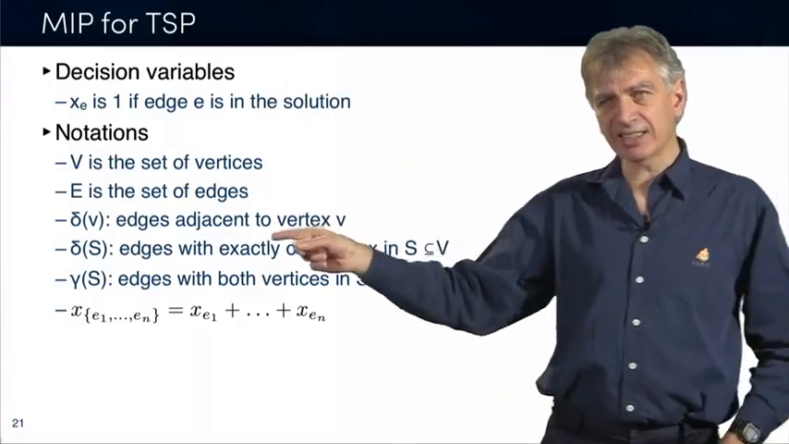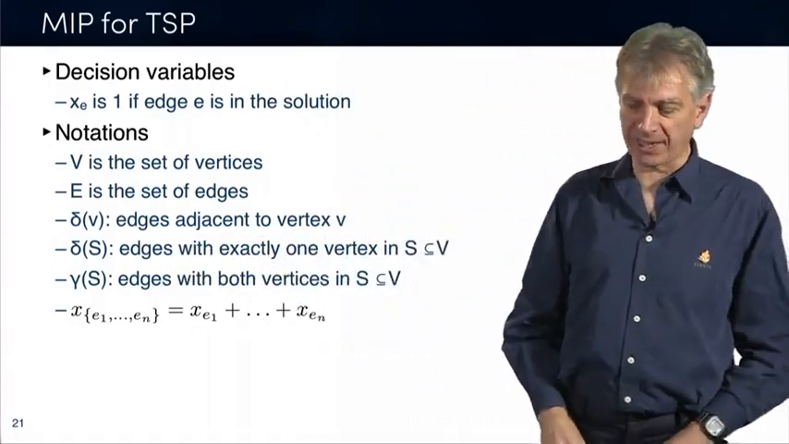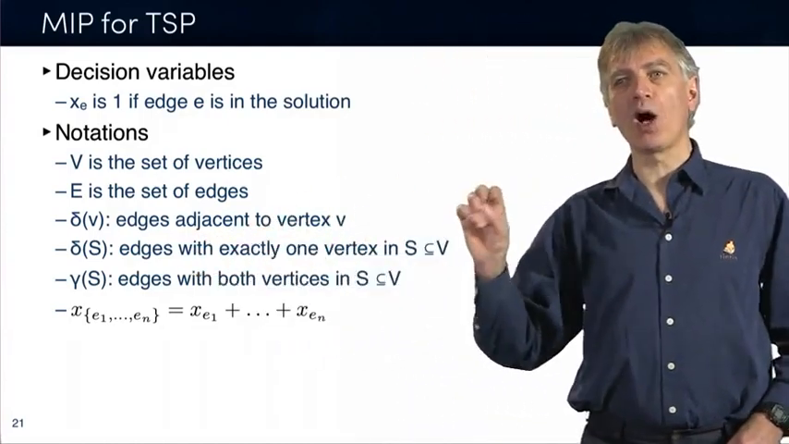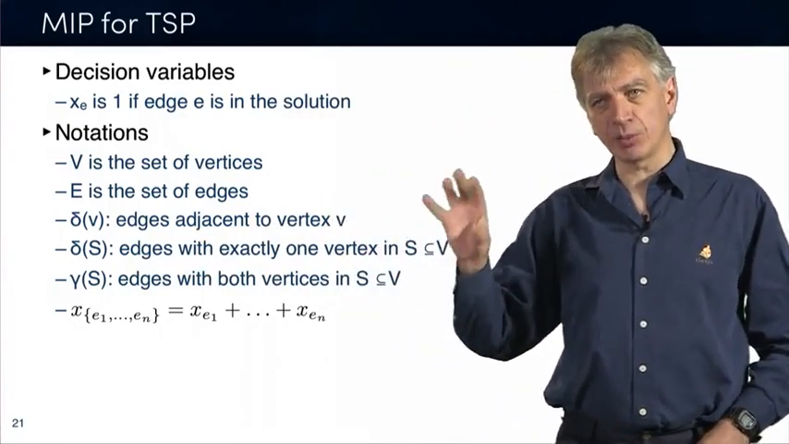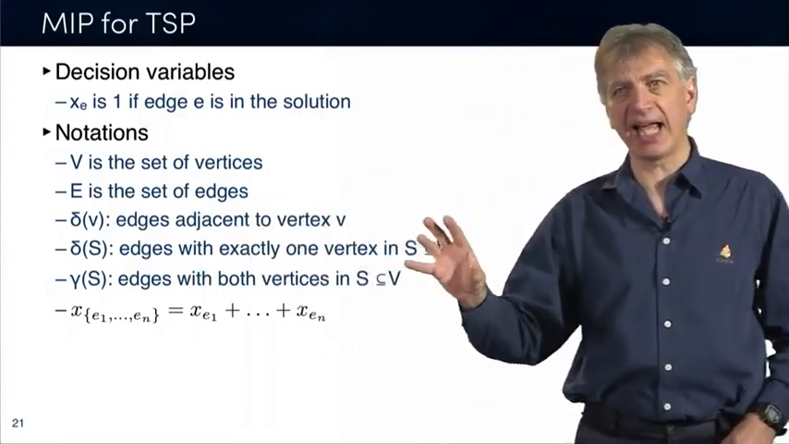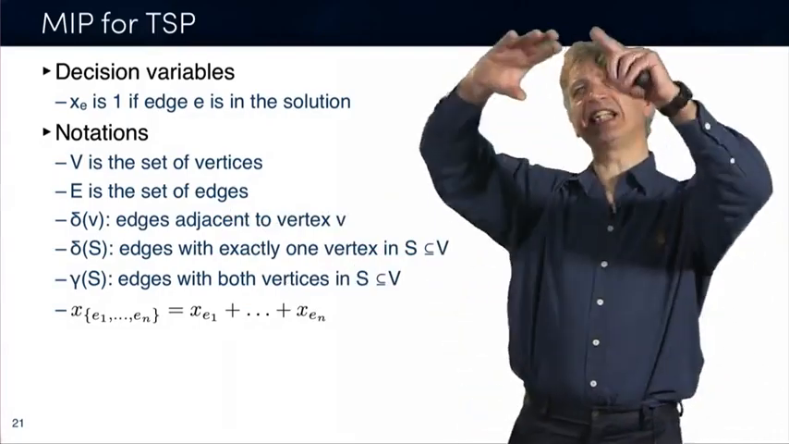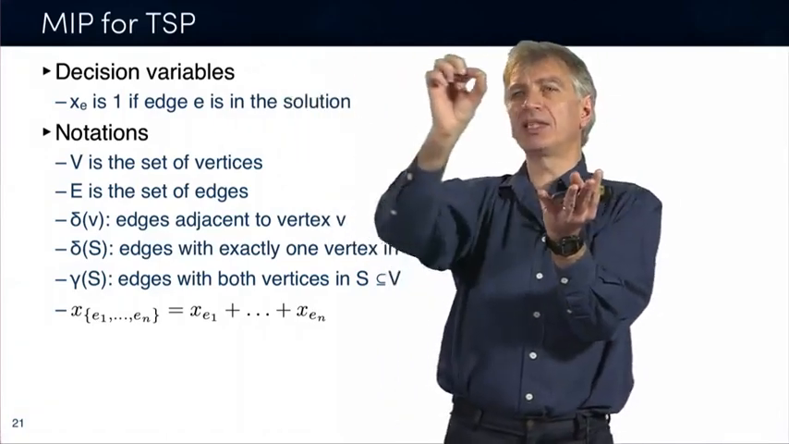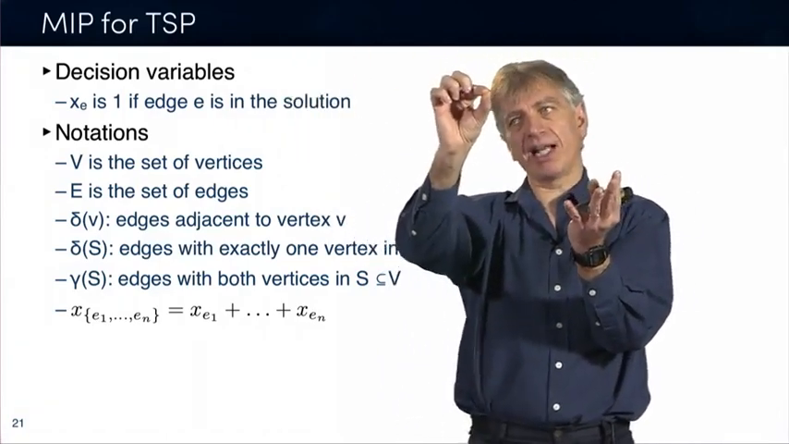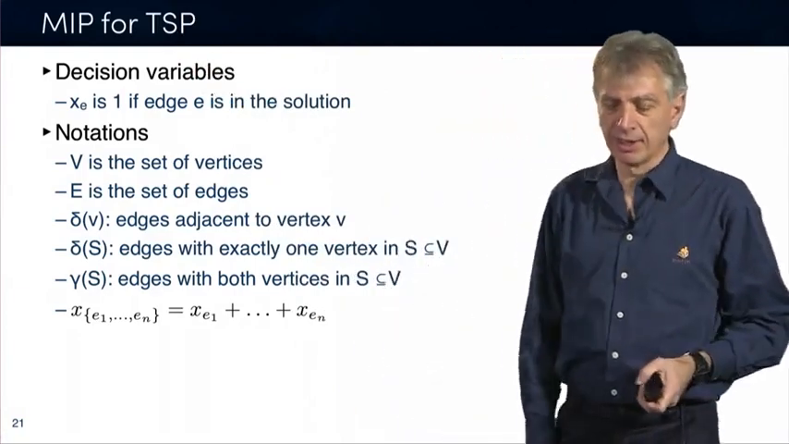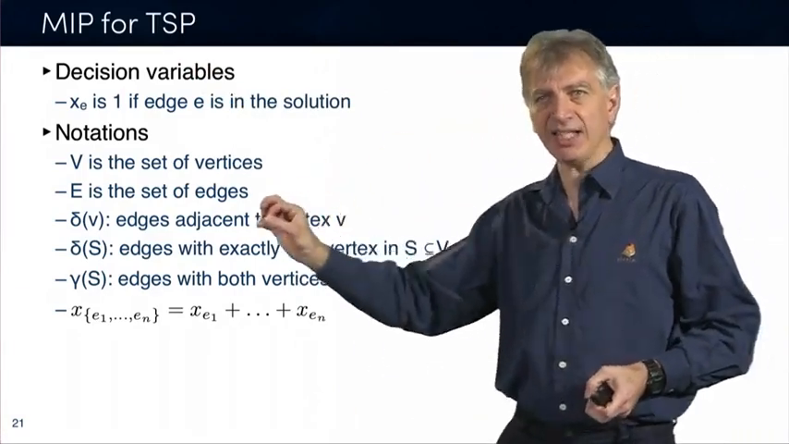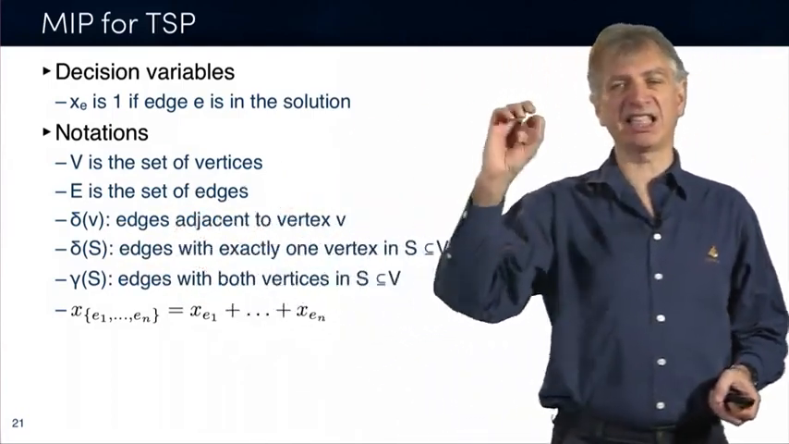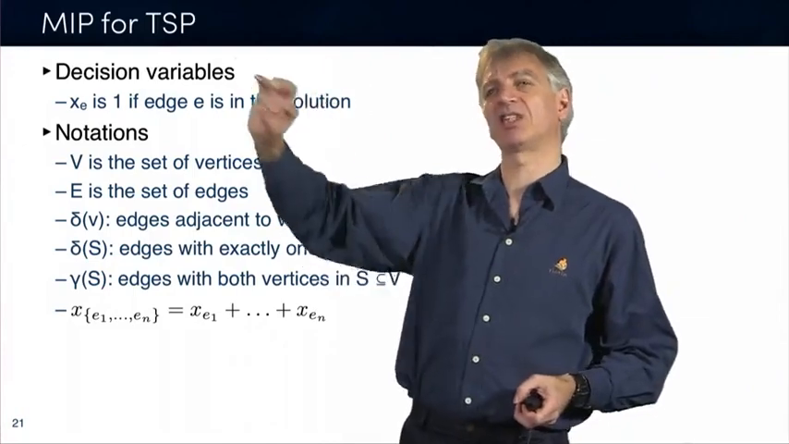Now delta(S) for a set of vertices is a little bit more complicated. It's the set of edges which have exactly one of their endpoints inside S. So essentially they are adjacent to the set S. You see a set S of vertices, and these are edges which go between an element, a vertex of S, and an element which is not in S. So that's delta(S). So delta(v), the set of edges adjacent to v. Delta(S), the set of edges adjacent to a set of vertices, which means at least one of them.